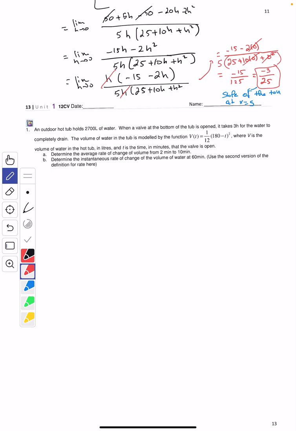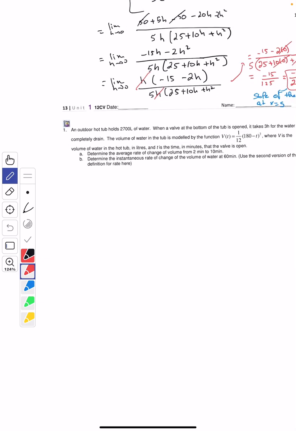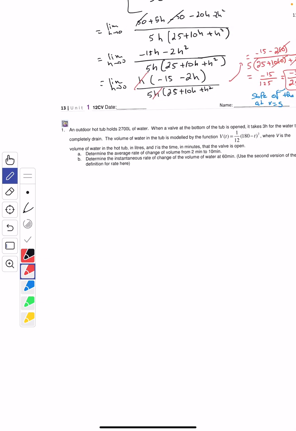In this case, they're asking you to determine the average rate of change of volume from 2 minutes to 10 minutes. Average rate of change is pretty straightforward, because we have the 2 x values. So we're going to have to look at V at 2, and then V at 10. Then we can do V at 10 minus V at 2 over 10 minus 2. So we're going to find V at 2 first.